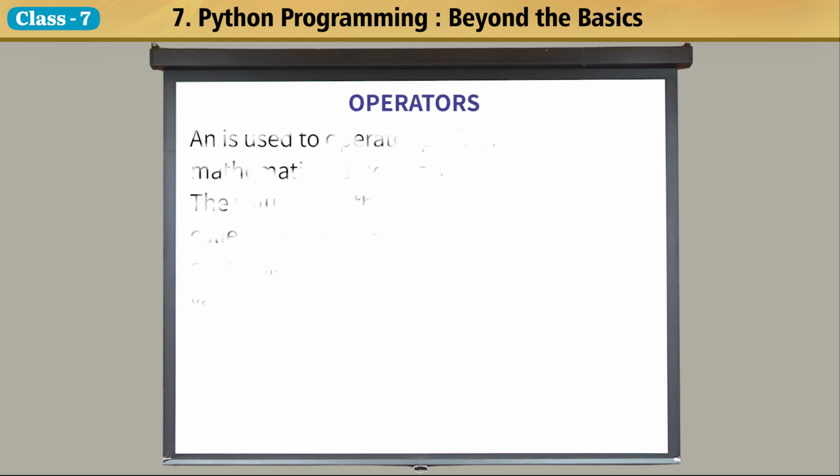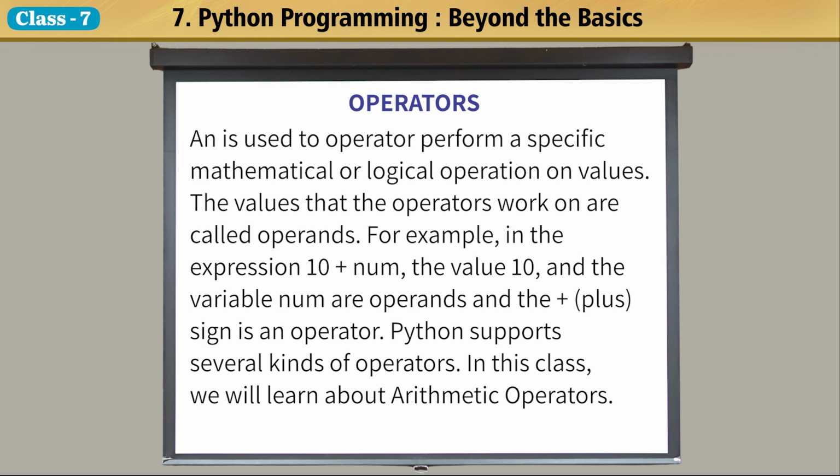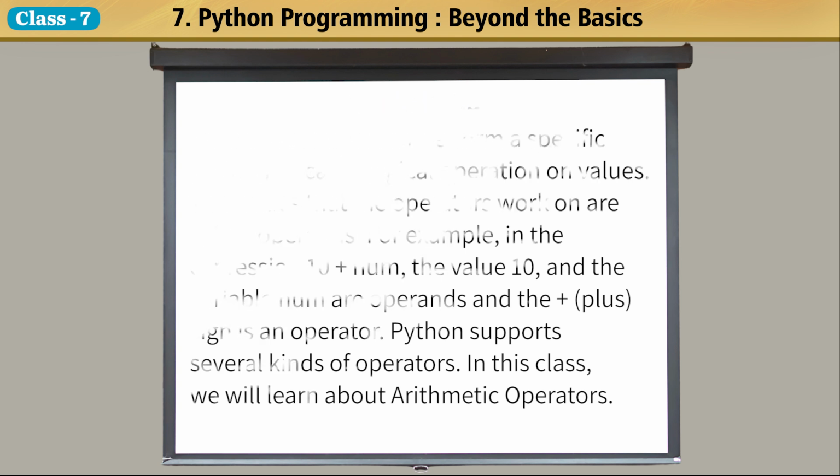Operators. An operator is used to perform a specific mathematical or logical operation on values. The values that the operators work on are called operands. For example, in the expression 10 + num, the value 10 and the variable num are operands and the plus sign is an operator. Python supports several kinds of operators. In this class, we will learn about arithmetic operators.